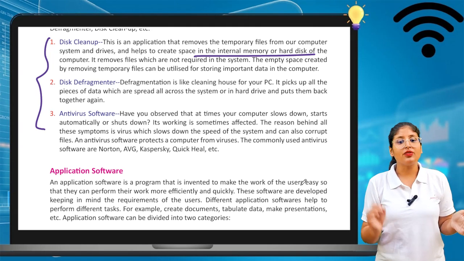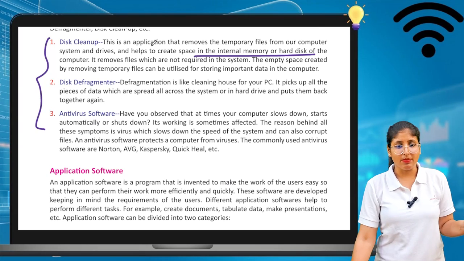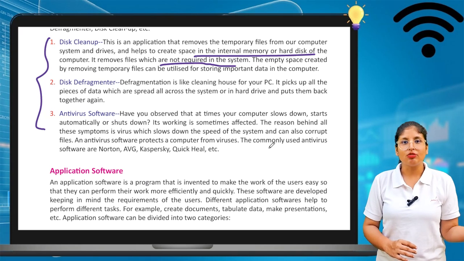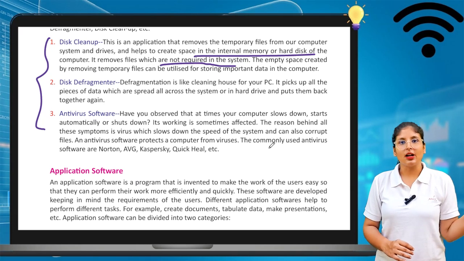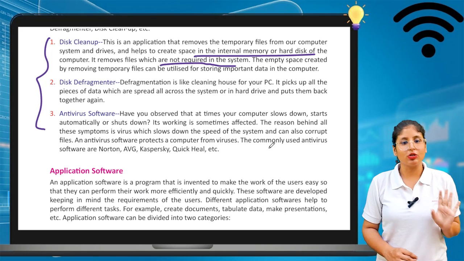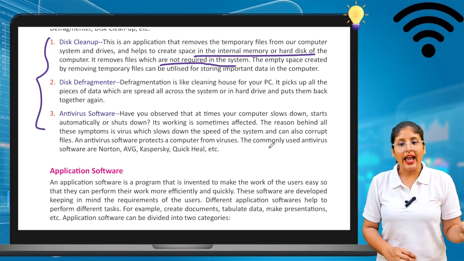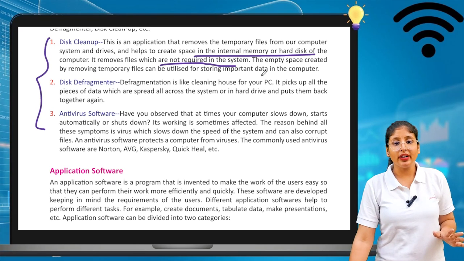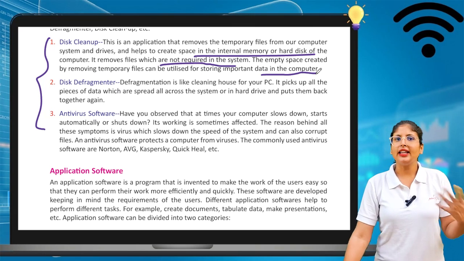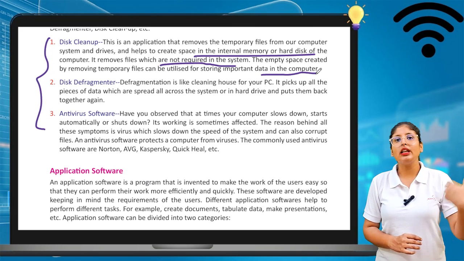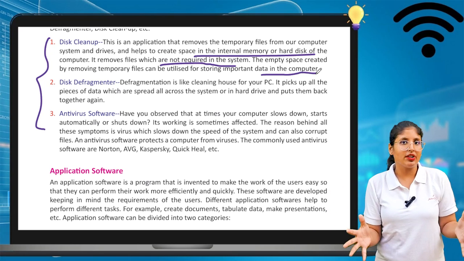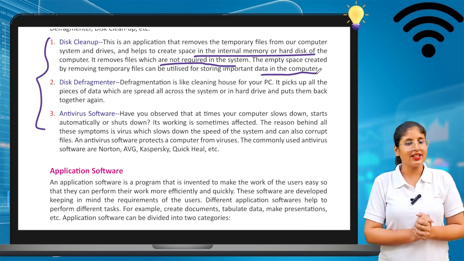It removes files which are not required in the computer system. On a mobile phone also there is a cleanup to remove extra files. In the computer system also the disk cleanup is there. The empty space created by removing temporary files can be utilized for storing important data in the computer. The files that are not used by the computer are deleted, so that your computer has storage available. This work is done with the help of disk cleanup.